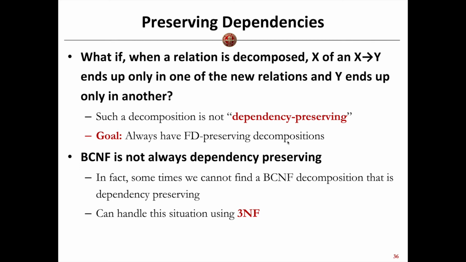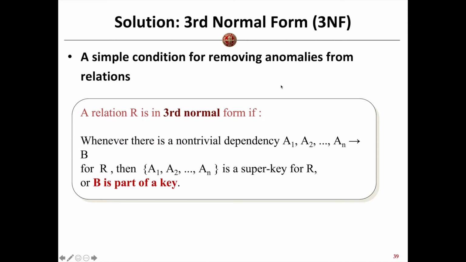According to the previous example, the BC normal form is not always dependency preserving, and in fact, sometimes we cannot even find a BC normal form decomposition which is dependency preserving. Because of this reason, we have to introduce another normal form to handle it. It is called third normal form. Now, what is a third normal form? We can provide a definition of third normal form in this page.